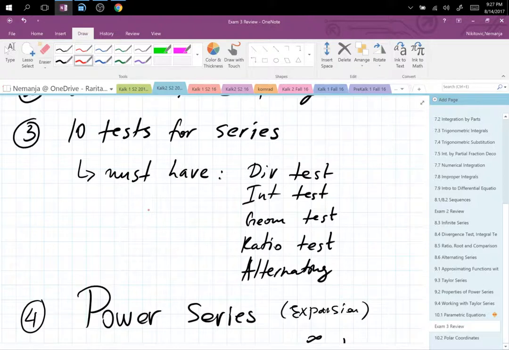Can you do the square root of that and then base it on it? Yes, you can do the root test, but those were geometric in this case, so they were easy.